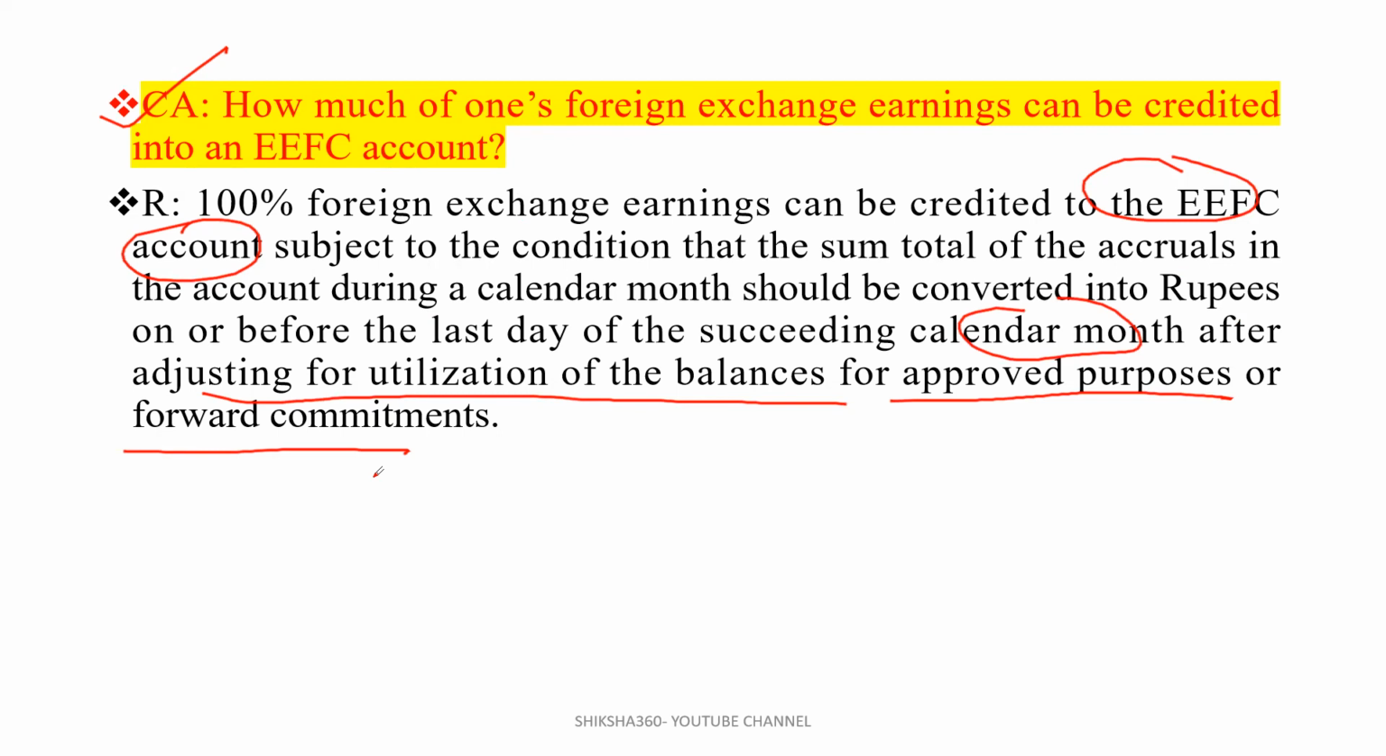But sometimes you are using that money in the foreign currency. Before converting to rupees, if you are importing from some other country, you can directly pay from that account in the foreign currency, before converting into rupees. That is the specific purpose for which this account is opened. So this purpose is to be fulfilled, and in the end, if you want to convert into rupees, that will be converted.